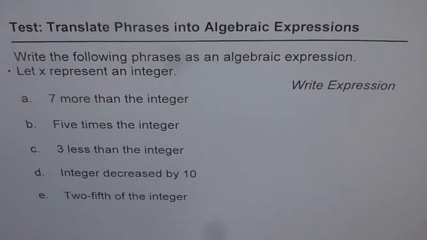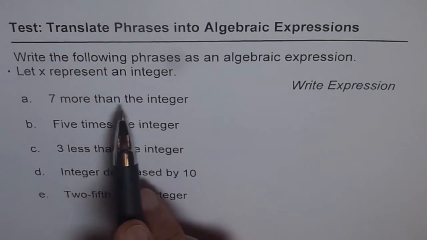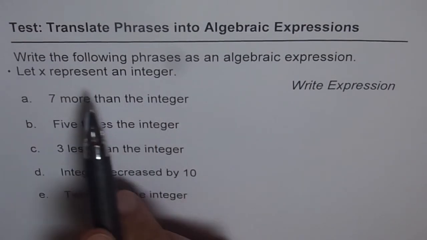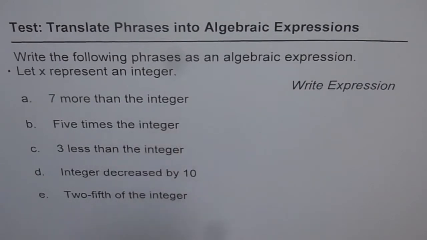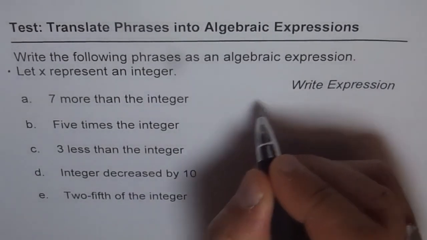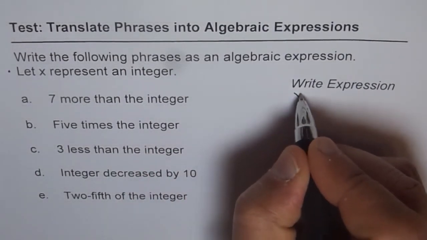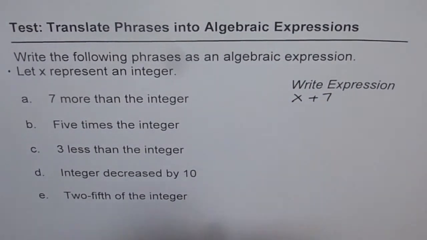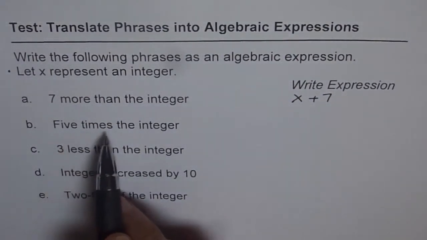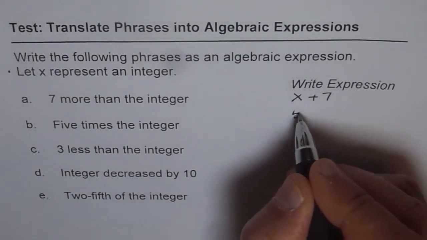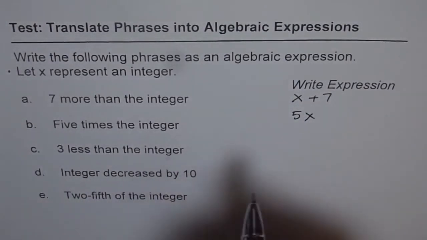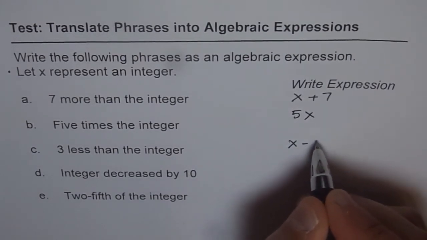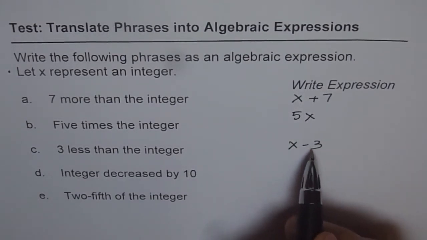Here are my suggestions. When we say 7 more than the integer, the integer for us is x. 7 more than x, that is what we are going to write. So the integer is x, we write x plus 7. 7 more than integer. 5 times the integer means 5 times x. 3 less than integer. You have to write integer first and then 3. That is 3 less than integer.